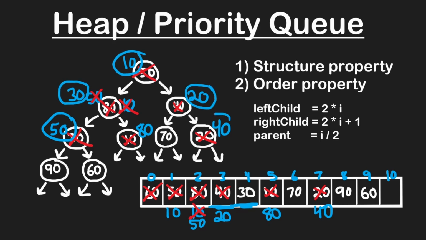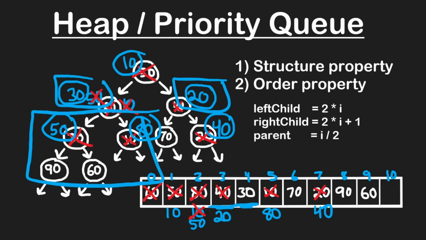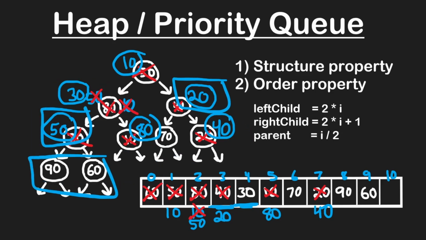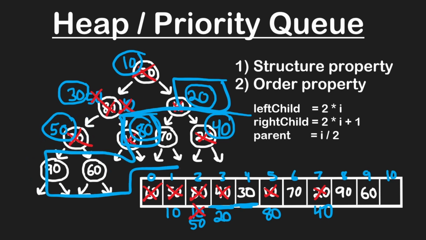And tell me, does it look valid to you or not? Well, it's a little bit hard to read because it's gotten messy, but the smallest value is in the root. 20 is smaller than all of its descendants. 30 is smaller than all of its descendants. 50 is smaller than all of its descendants. 80 doesn't have any descendants, and the rest of these nodes don't have any descendants either. So we definitely were able to do this.